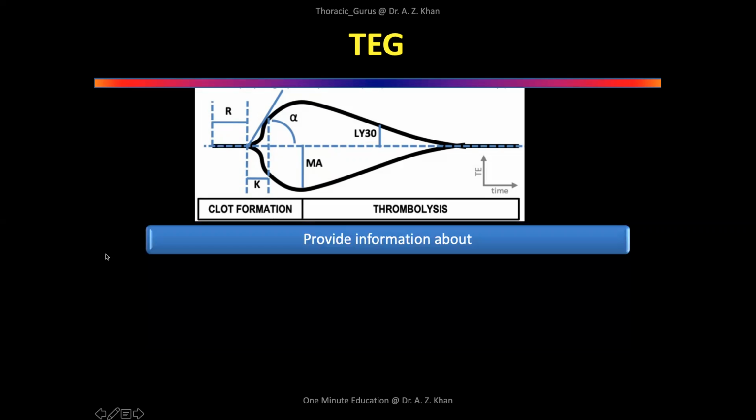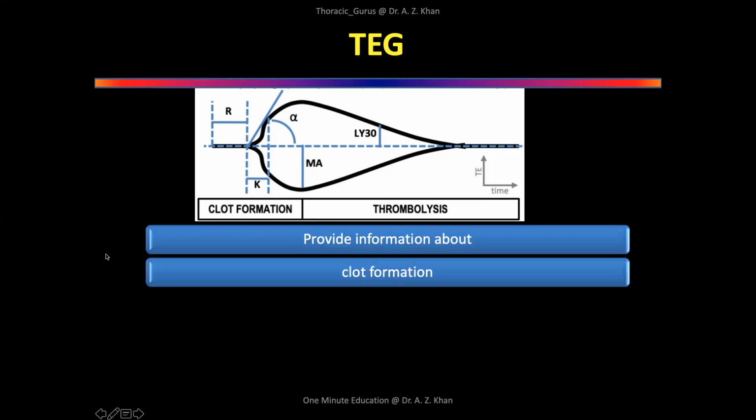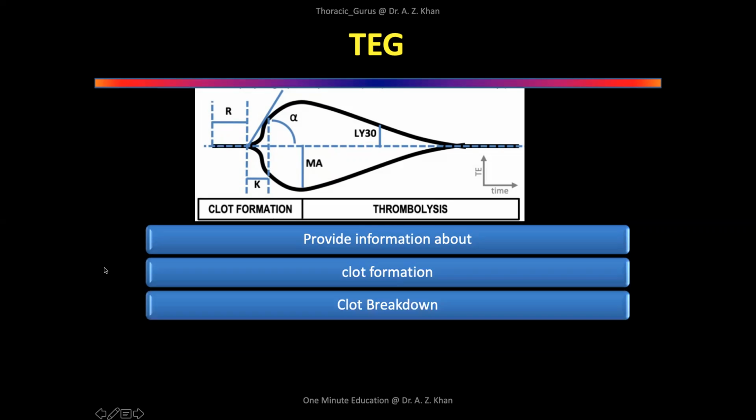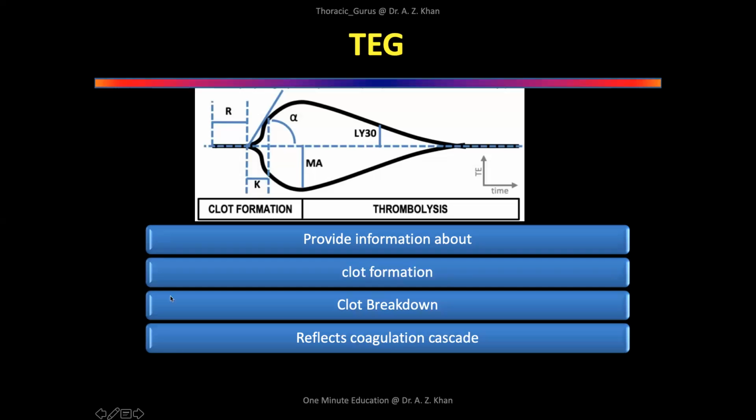You can know the time it takes for the clot to form. So clot formation, good. What else? You can check the time it takes for the clot to attain maximum clot formation, and time for fibrinolysis. So it looks at clot formation, also looks at clot breakdown, and it can help you reflect on the coagulation cascade. Anything else that I missed out?